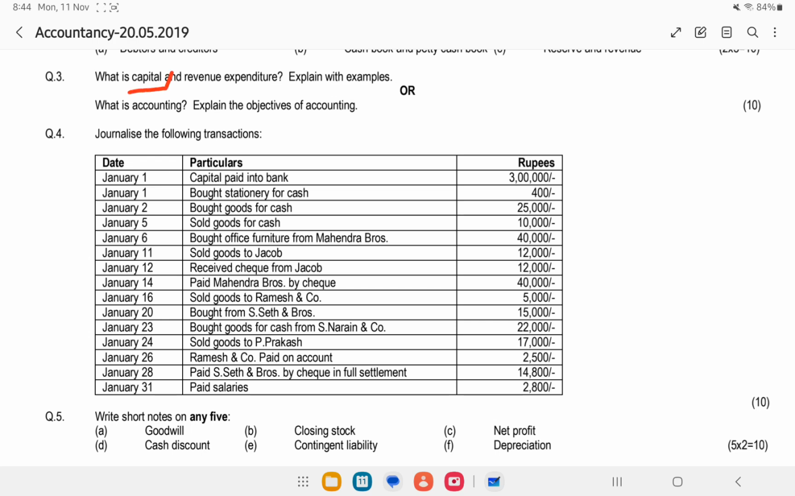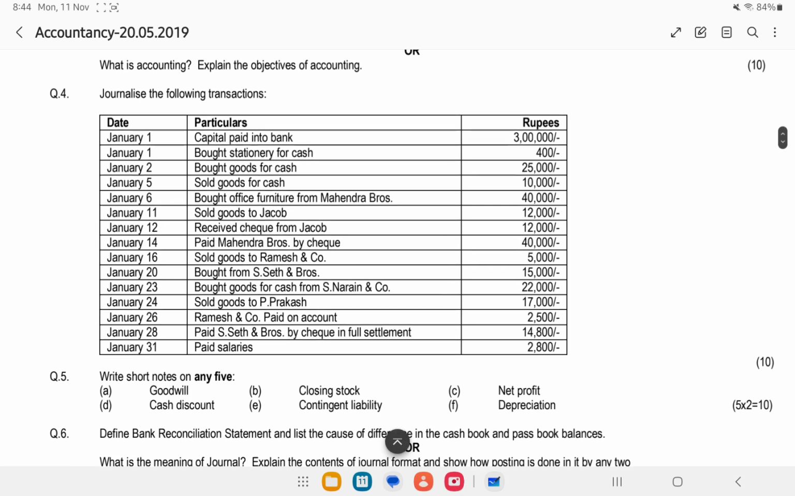Capital expenditure is where a huge amount of money is spent for a long-term period, whereas revenue expenditure is something for which the benefit remains in the business for a period less than one year. Okay, don't worry, it is out of your syllabus.